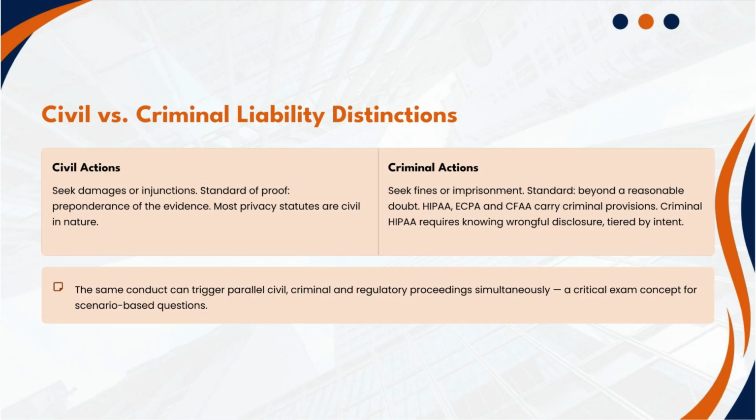Here's the nuance I want you to catch. The same conduct can trigger both. A rogue employee steals patient records. HHS can pursue civil penalties against the hospital for inadequate safeguards. DOJ can prosecute the employee criminally. Same incident, 2 tracks. So when you assess risk, ask both questions. Who pays and who goes to jail?